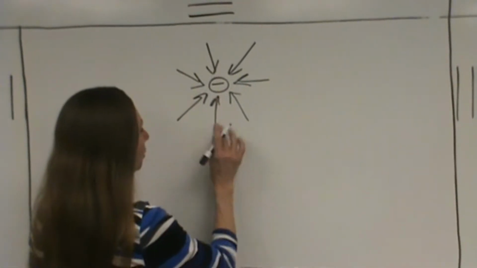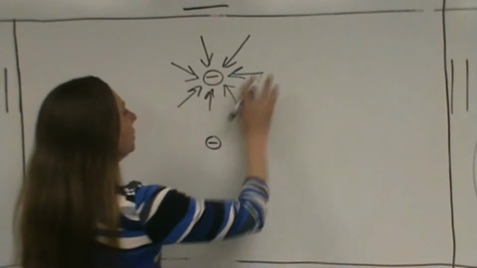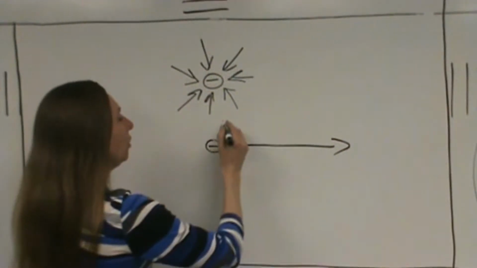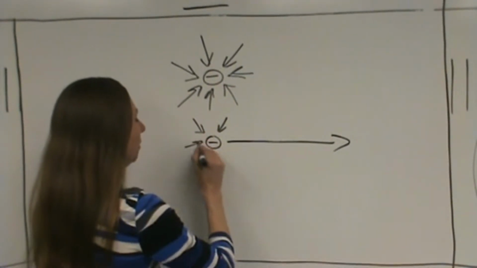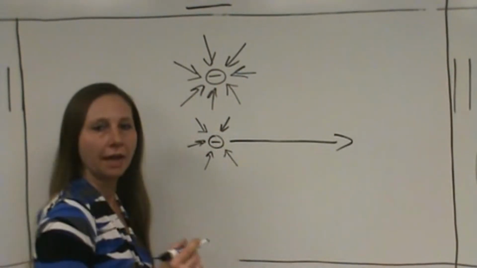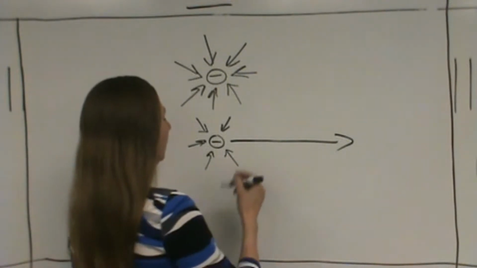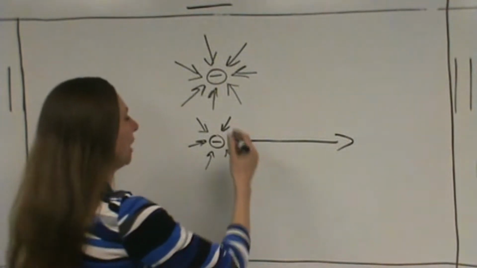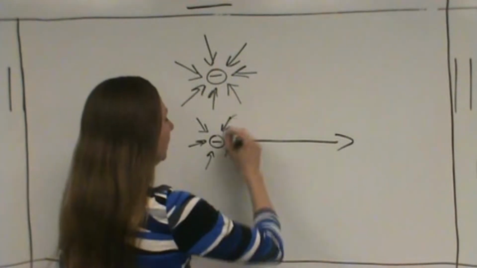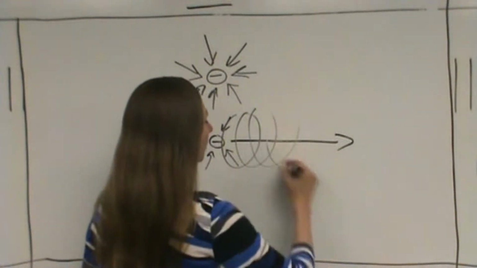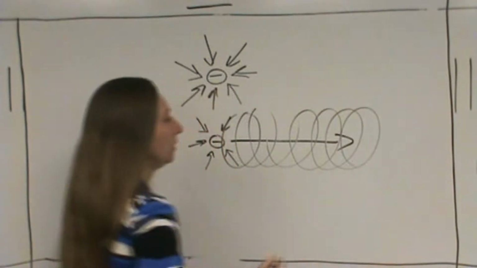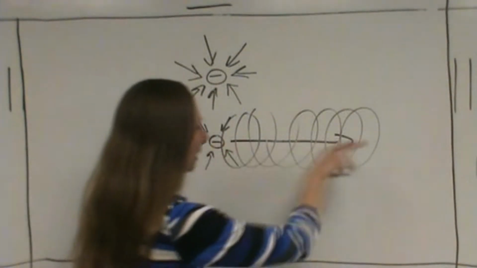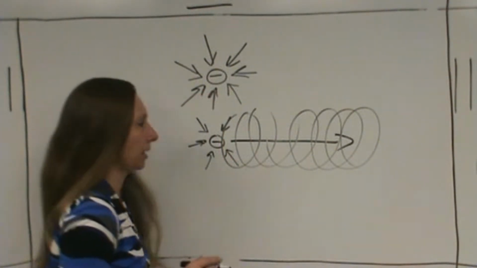When that electron starts traveling at a constant speed, all right, let's make it go in this direction, it not only has its electrical field around it, but it also creates a magnetic field that is oriented perpendicular and around the direction that it's traveling. So the magnetic field in this case would be looped around like this. The direction of the magnetic field would be perpendicular to the direction that the electron is traveling.